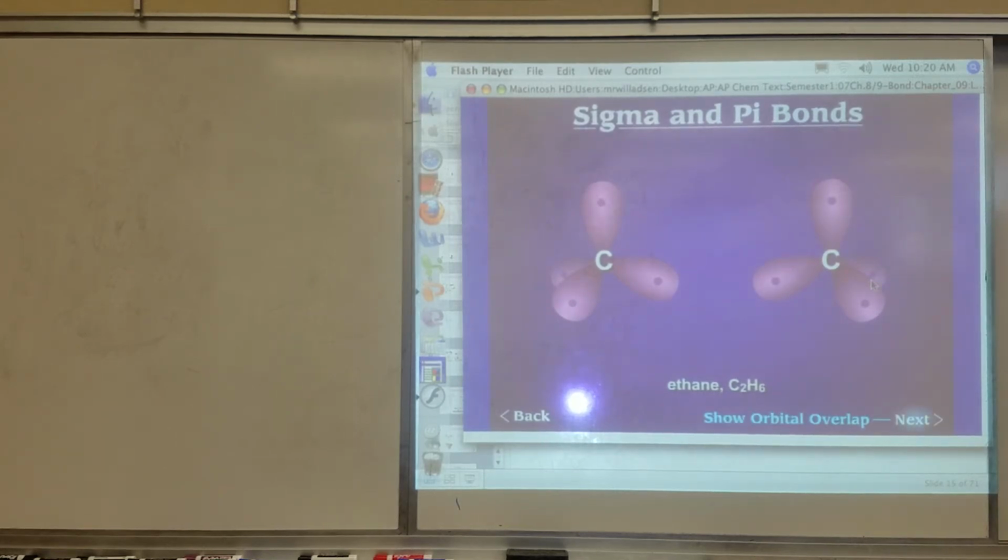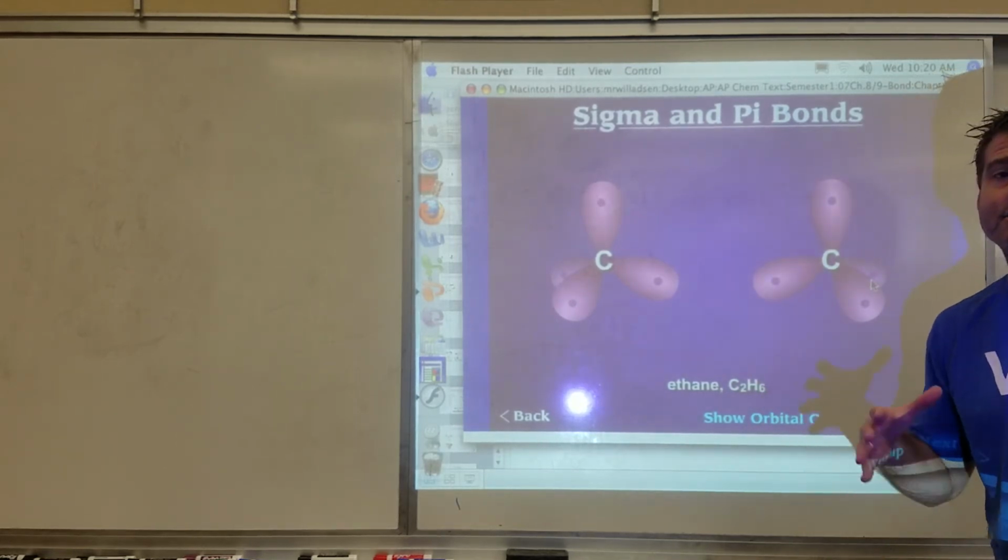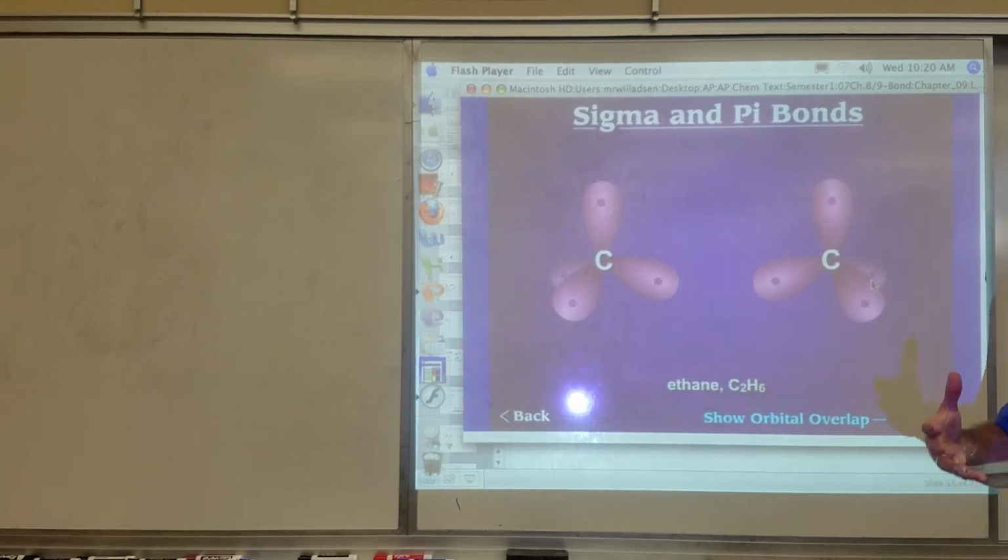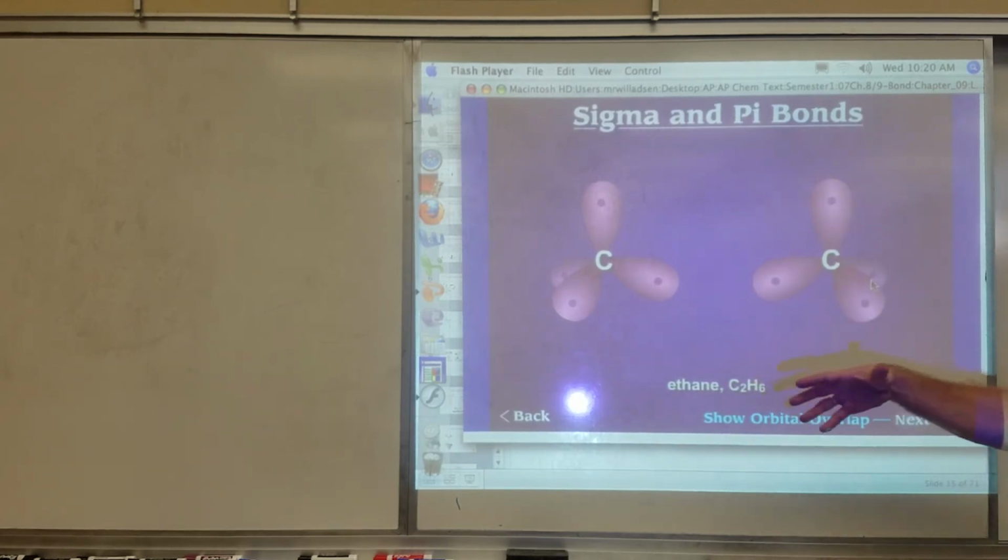So guys, ethane is a simple hydrocarbon. You see it just contains carbon and hydrogen. Just to make it real, this would be a component of gasoline. Gasoline would have a lot of different sized hydrocarbons.